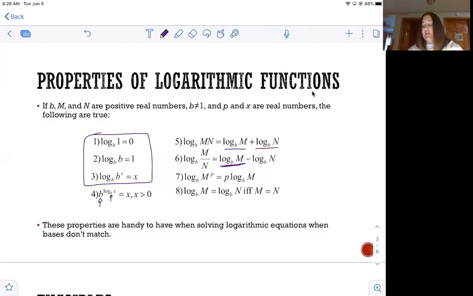Our next property says, if you have an exponent here, you can move it to the front, and that is equivalent. The last one we kind of talked about in the previous section as well. If log base b of m equals log base b of n, then that means the two arguments have to be equivalent. So m equals n. These are going to be used more in the next section when we have to solve logarithmic equations.